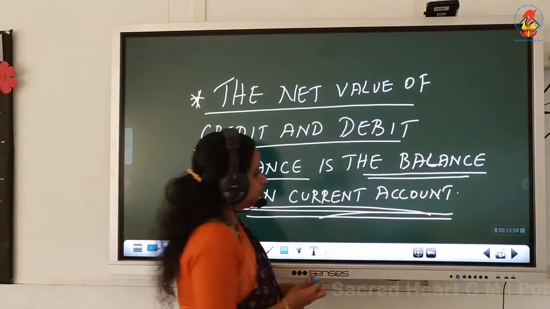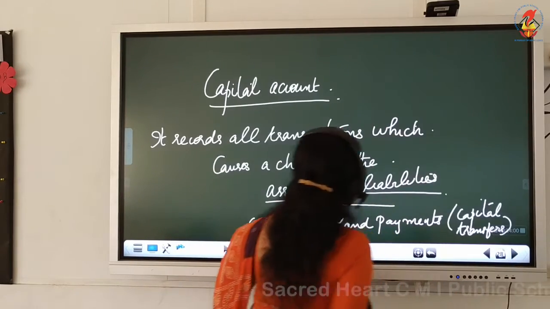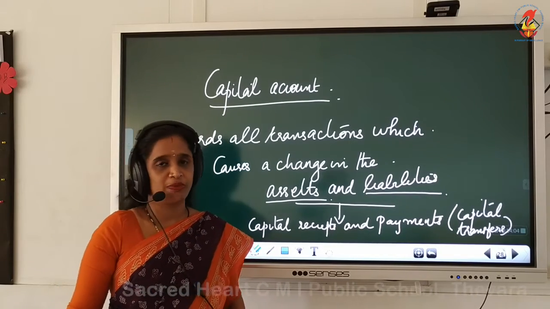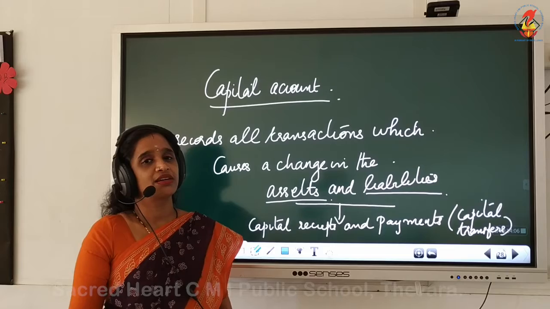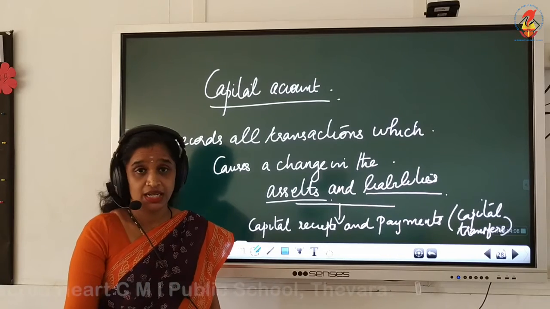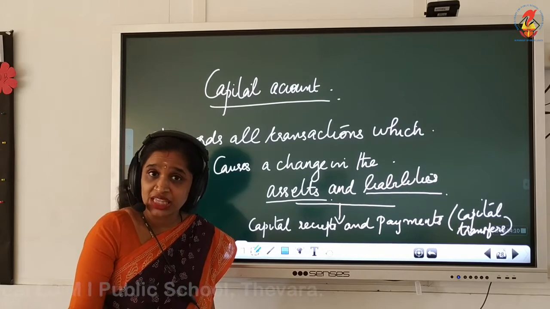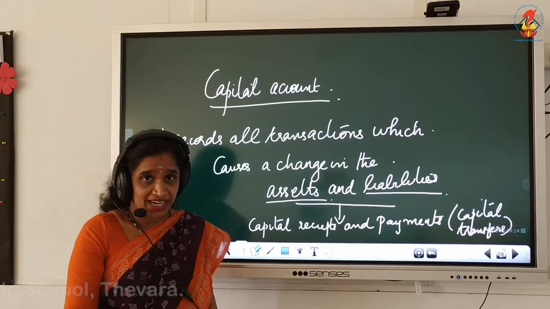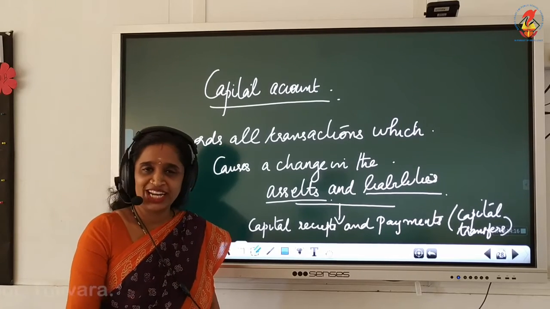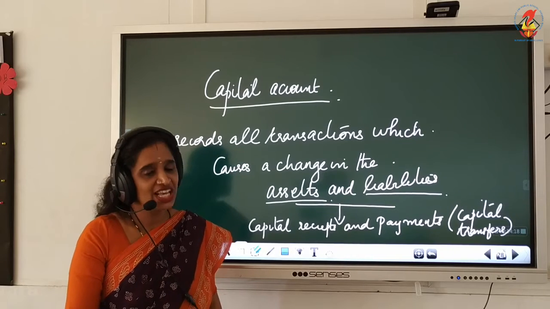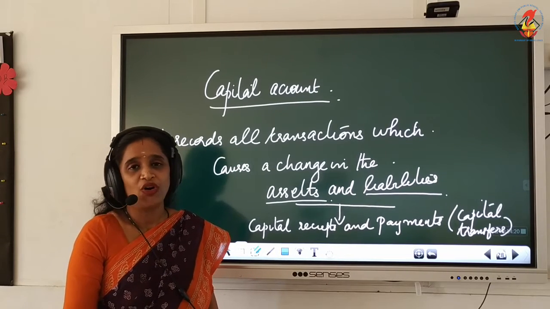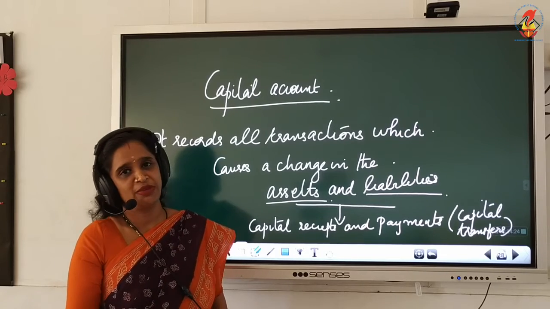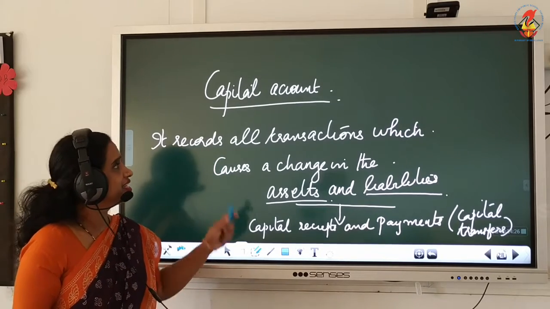Now we will move on to the next topic, that is capital account. I told you there are two accounts for balance of payment. They are current account and capital account. Current account consists of the first three economic transactions of BOP, that is visible items, invisible items and unilateral transfer. Just now we finished. And the next is all the items related to the capital receipts and payments, which will come under the capital account.